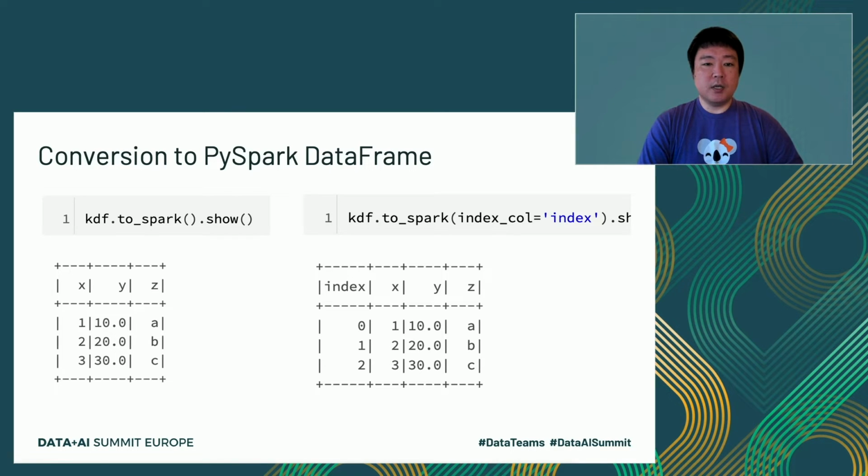Here are the examples. The kdf has 3 columns, X, Y, Z, and an index. But the left example shows that the converted PySpark DataFrame doesn't include the index columns. The right example specifies the index_col parameter and the column remains.